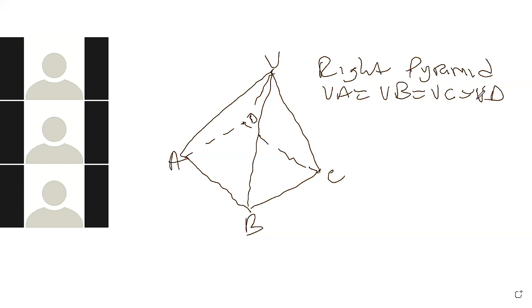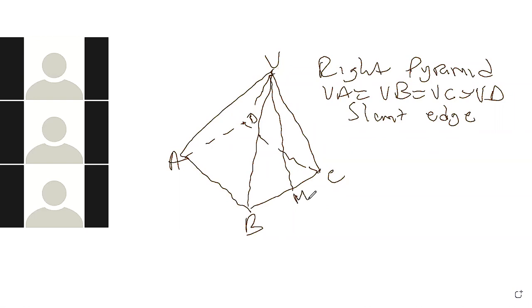VA, VB, VC, and VD are referred to as the slant edges, because all those are edges. But within the slant edges, they form a plane, for example plane VAB, or plane VBC. So in this one here, we've got what we refer to as the slant height.